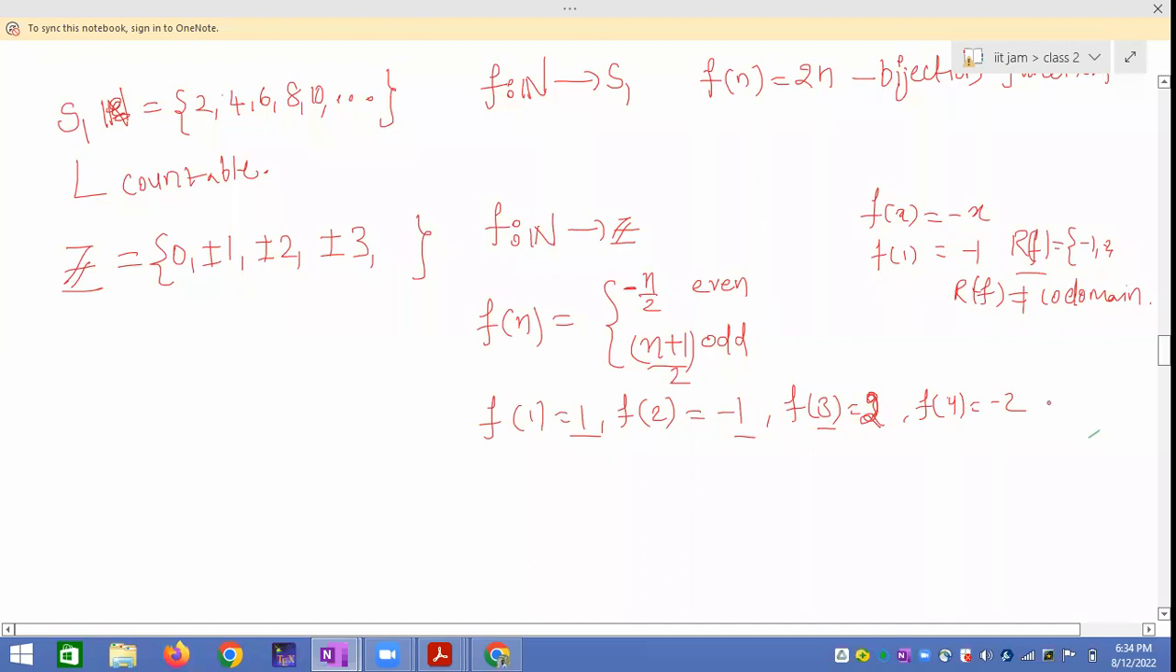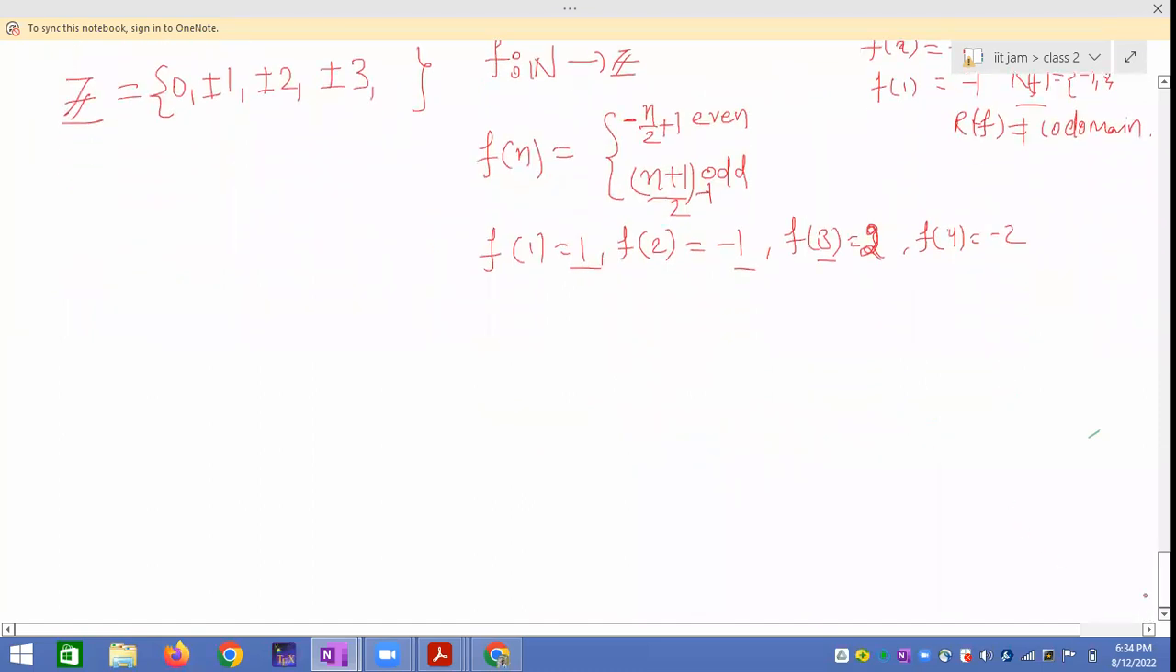What about 0? If you want to get 0, if you add 1 here and remove 1 here, you can get 0 also. If I redefine the function.